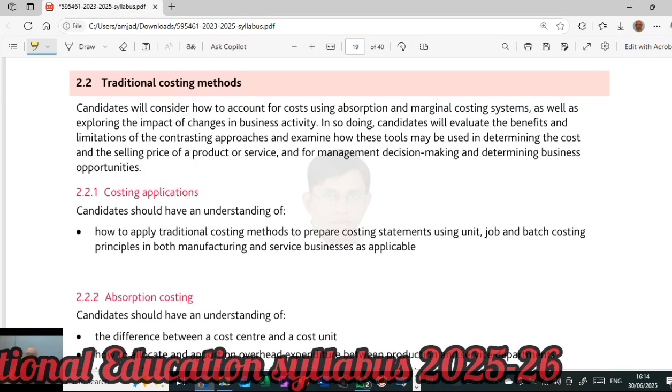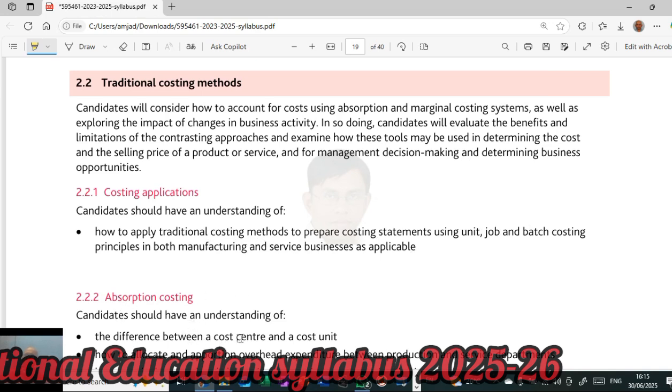So there is another subtopic in cost and management accounting: traditional costing methods. So costing applications, how to apply traditional costing methods in preparing costing statements using unit, job, and batch costing. Principles in both manufacturing and service business are applicable. So what do you mean by absorption costing?